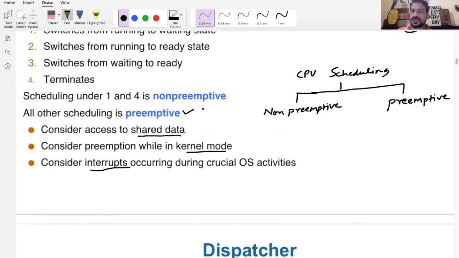What are the two scenarios that I told you? The first scenario was if a higher priority process comes into the picture, or the time quantum for that particular process is finished, then another process will come into the CPU. So we have these 5 scenarios in which preemption will take place.